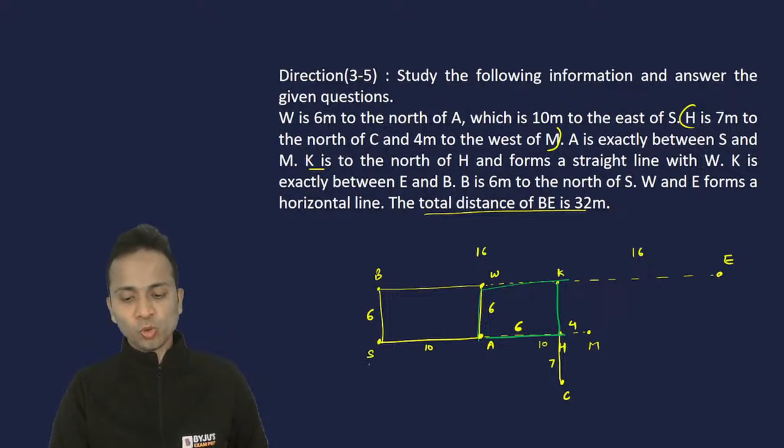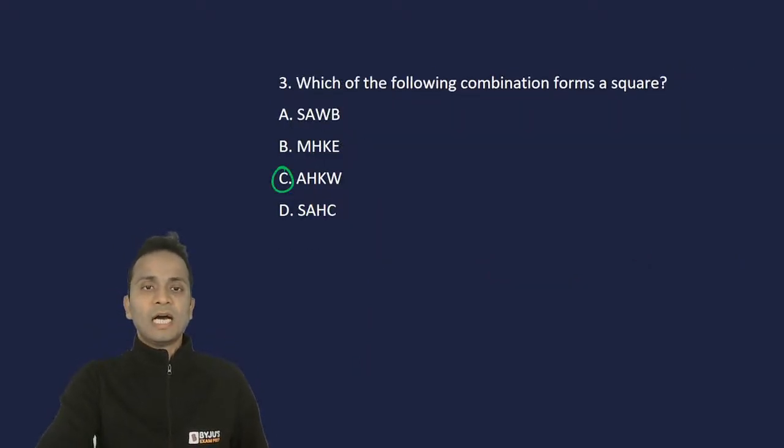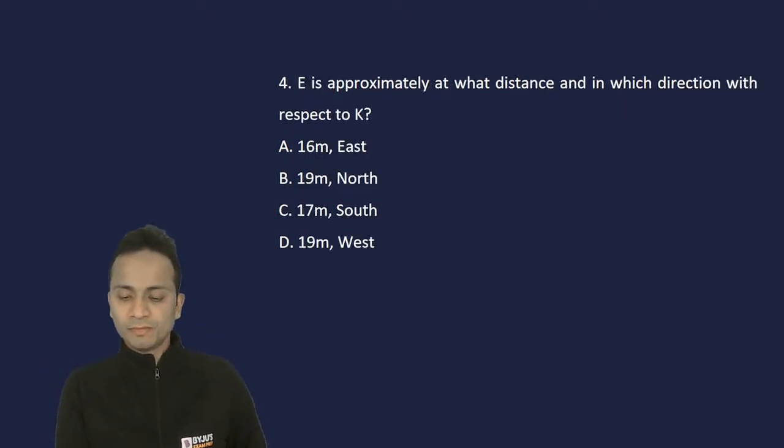So Aditya, it's only option C. You were correct earlier. Option A is not making a square, it is making a rectangle. So the answer was option C. Now next question.